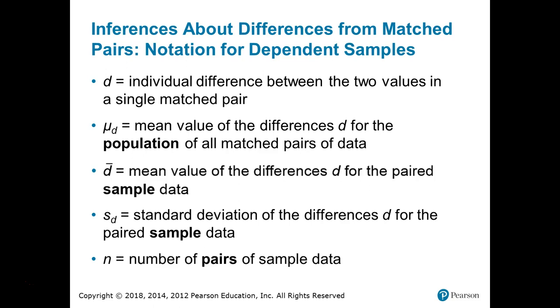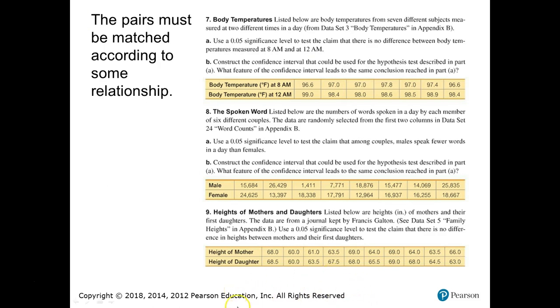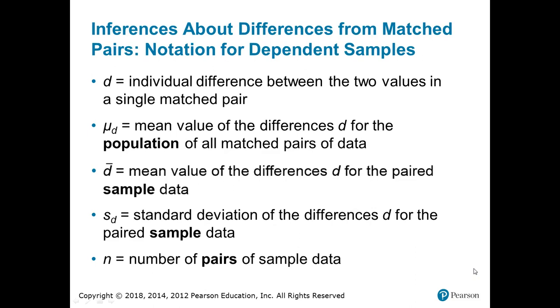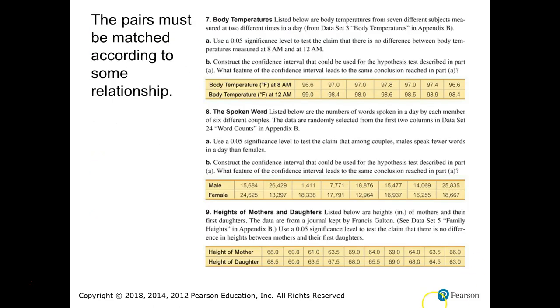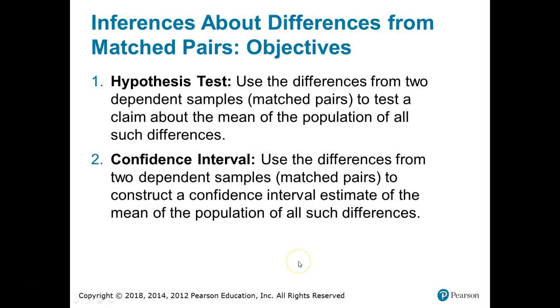There's also going to be mu d, which is the mean value of the differences for the population of all matched pairs of data. D bar is going to be the mean value of the differences d for the paired sample data. So you have all your individual differences. You can almost imagine a third row right here just showing you what the difference is. Those would be all your d values, and then your d bar would be the mean of the differences. Your s d is going to be your standard deviation for the sample, and n is going to be your number of pairs of sample data, not individual cells, but each pair is going to be representing your n.